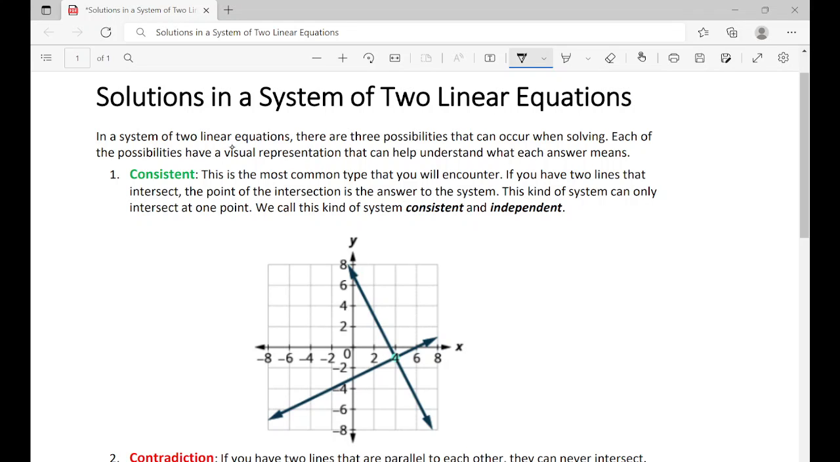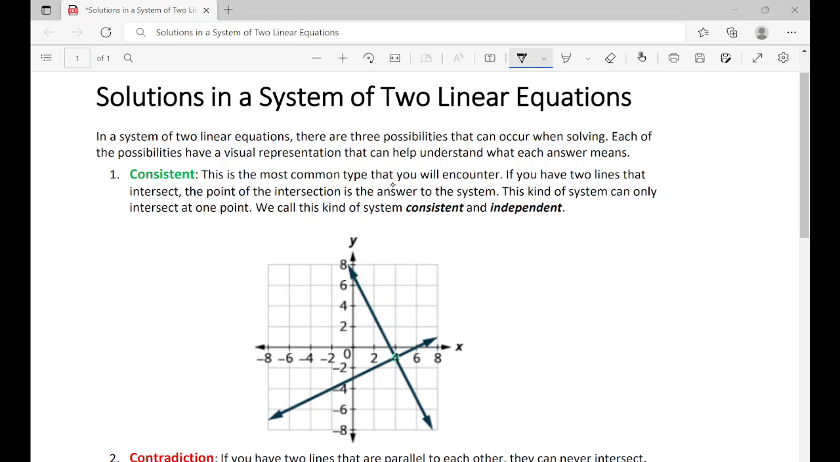In a system of two linear equations, there are three possibilities that can occur when solving. Each of the possibilities has a visual representation that can help understand what each answer actually means. So the first is called a consistent system.